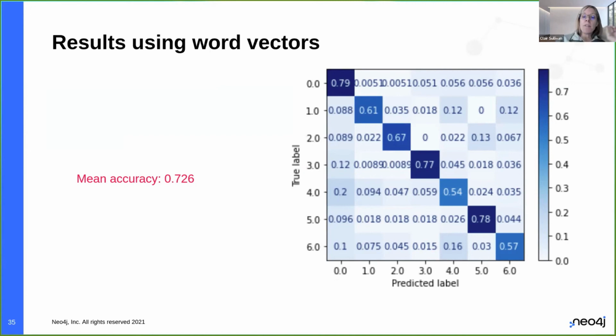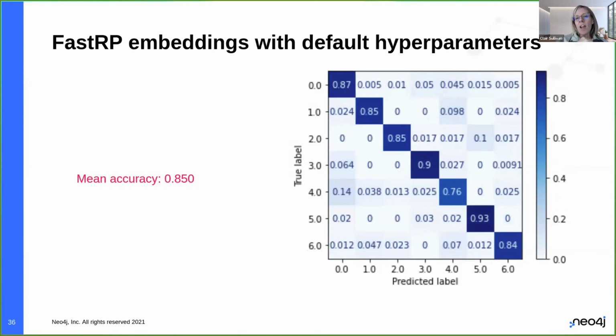Now, same thing. We're going to do it with the graph embeddings. I will tell you that the word vectors were 1,400 dimensional vectors. The graph vectors that I use here are 10 dimensions. I literally told FastRP, give me a 10-dimensional vector output. And here's what we got: 85% accuracy with a 10-dimensional vector.